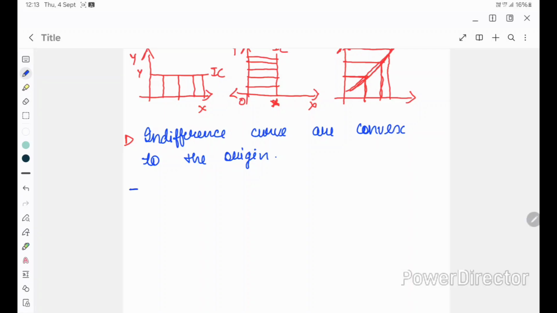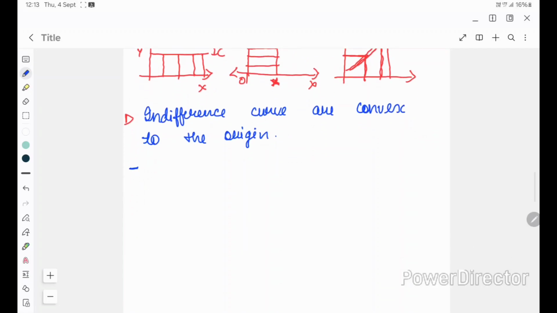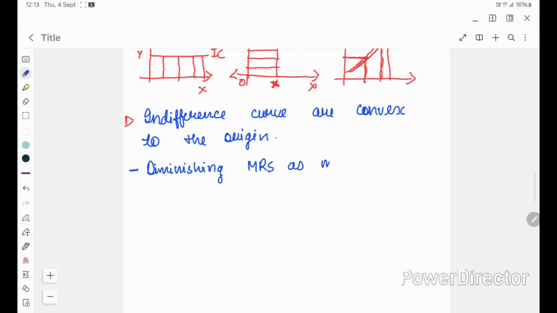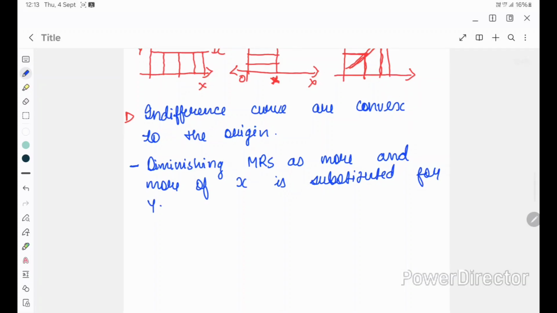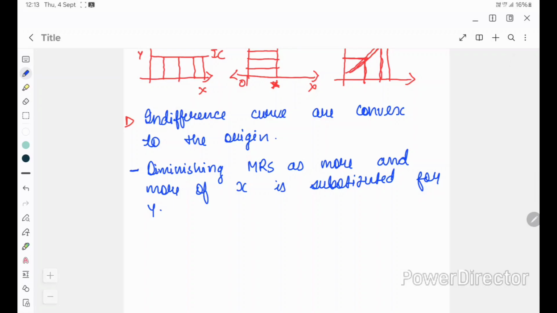Now what does this imply? This implies that there is always a diminishing marginal rate of substitution as more and more of X is substituted for Y. What does it mean? That there is a diminishing marginal rate of substitution as more and more of X is substituted for Y. This is because obviously when you will have lesser amount of quantity for a good, you would not want to lose more amount of that good compared to the other good which you already have in higher quantities.